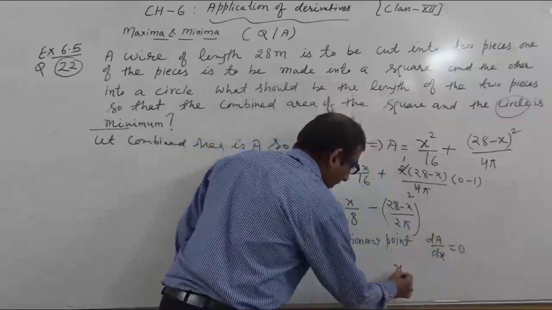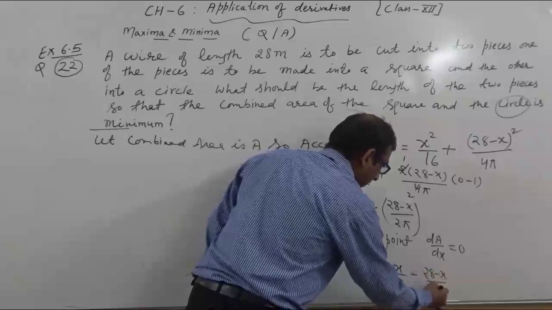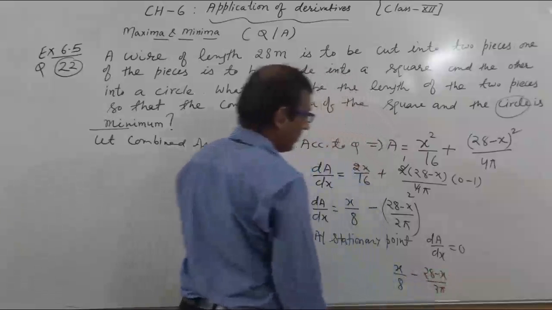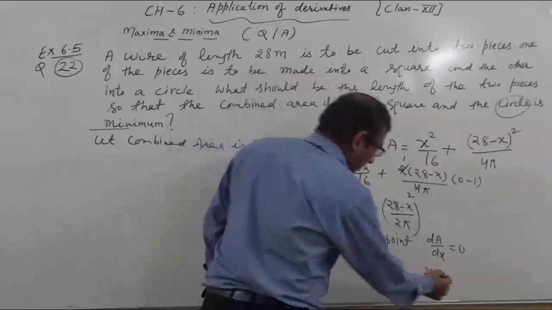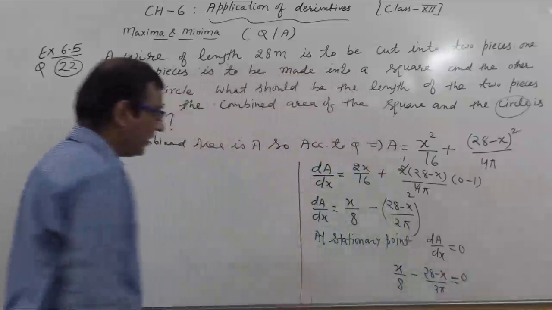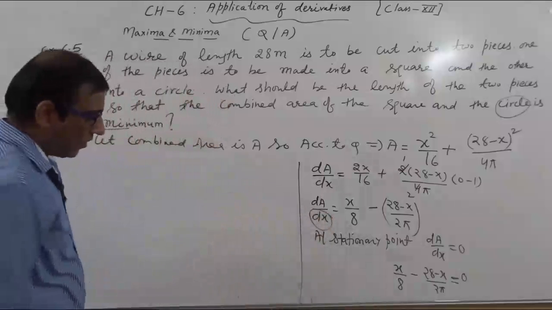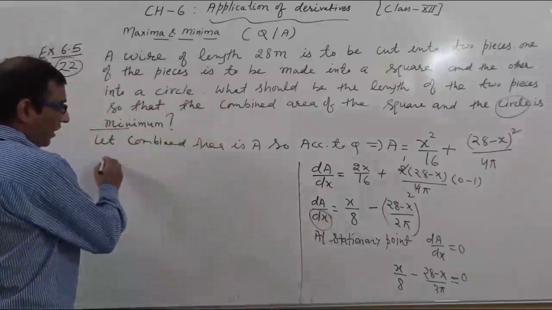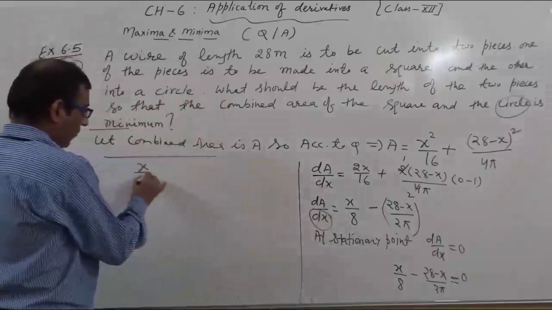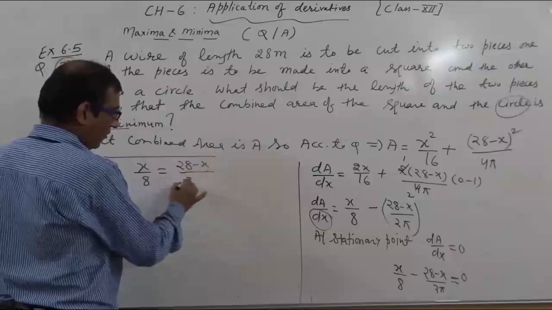Okay, after this, at a stationary point, or for maximum or minimum, we can say this differentiation equals 0. It means x upon 8 minus (28 minus x) upon 2 pi equals 0. Now we will solve it, and since we are differentiating with respect to x, we have to calculate the value of x. So x upon 8 equals (28 minus x) upon 2 pi.